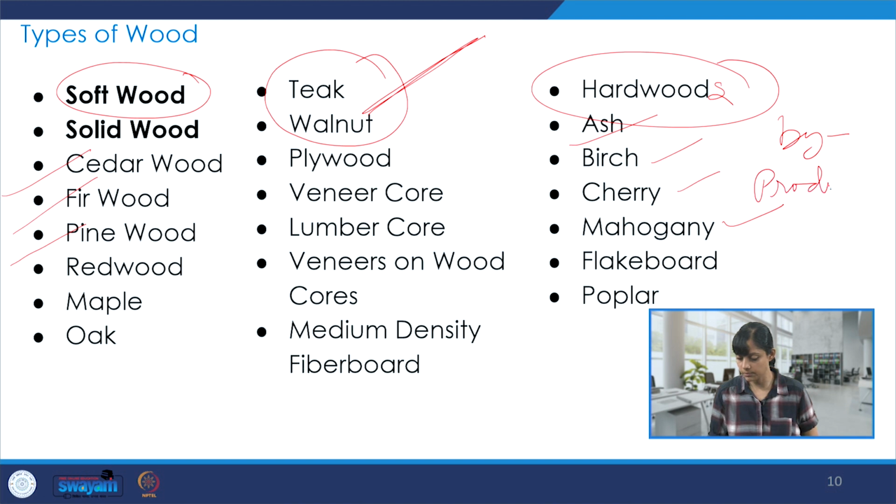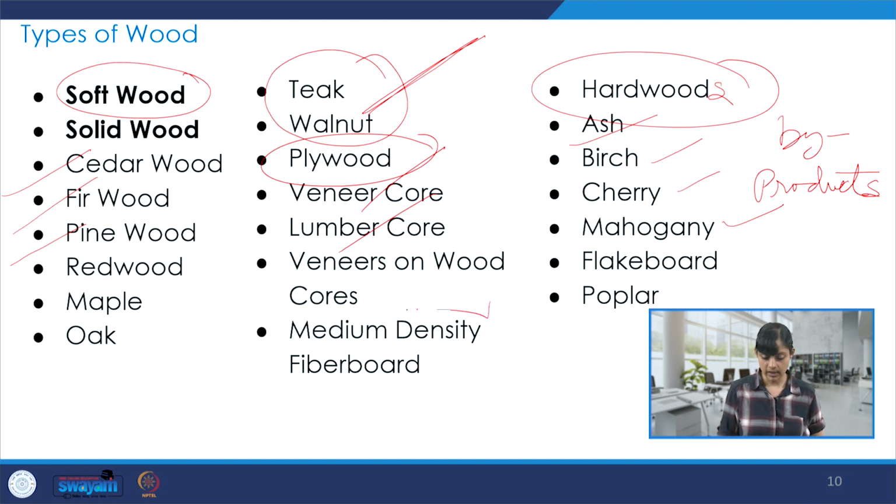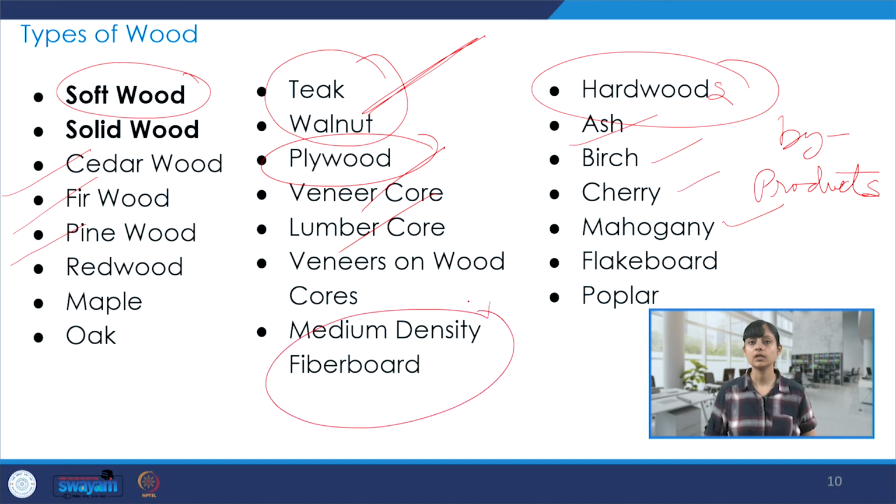We also saw byproducts of the timber industry. And we talked about plywood, veneer, laminate, lumber, and MDF. We talked about all of these, and why they are used these days, and what the advantages and disadvantages of each kind of timber are.